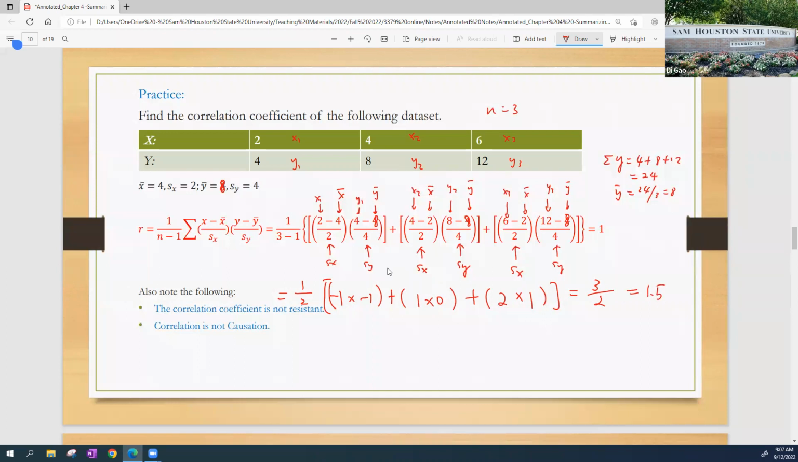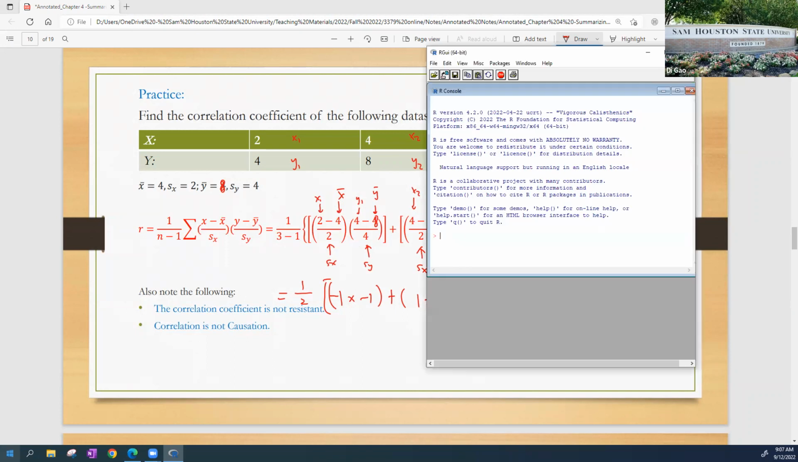If that's what we got for r, then we know the calculation is wrong, because r can only be a number between -1 and 1. Then we're going to go back to the calculation process to look at what is wrong. So let's get the calculator involved, and first let's double check whether we got the mean and standard deviation calculated correctly.